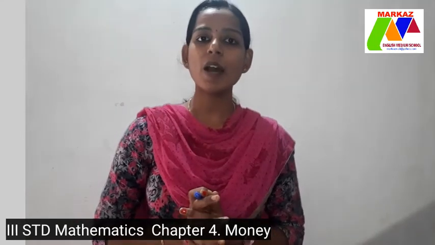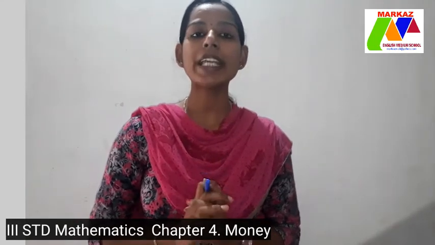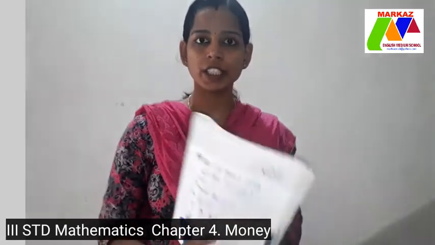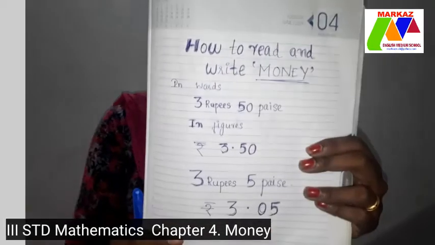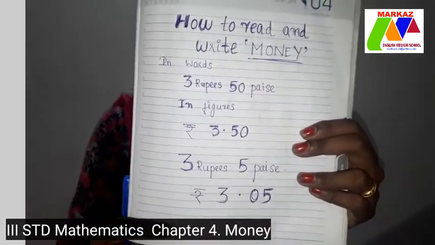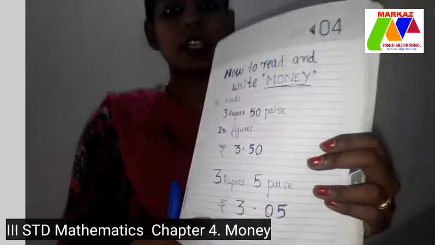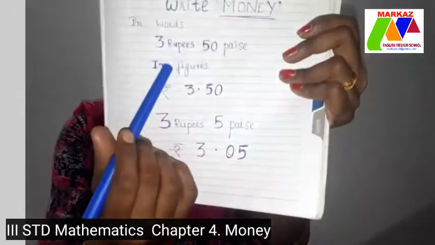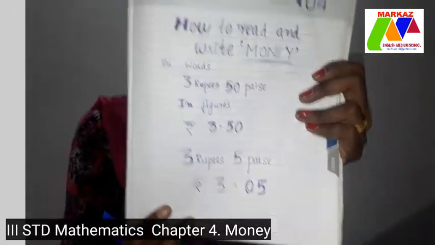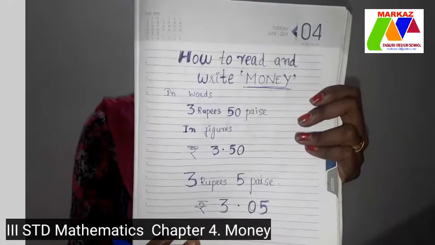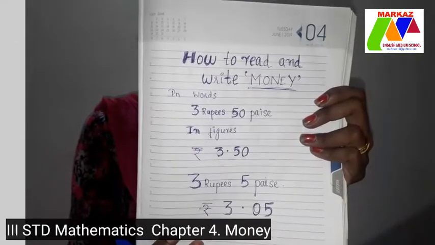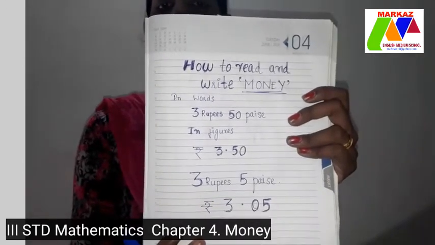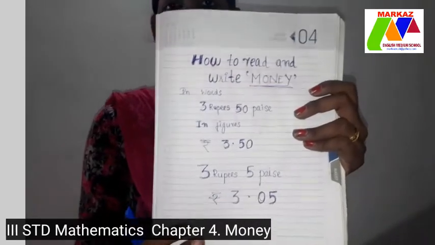Okay students, now let us study how to read and write money with some examples. So here, look at this. Can you see it? Yeah. What was the first one? Which is 3 rupees and 50 paise. So you have to write it in your notebook along with me. Okay students? Can you hear me? Okay, you have to write this along with me. Okay, let us start.